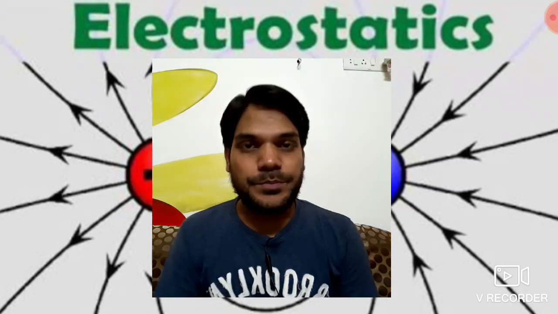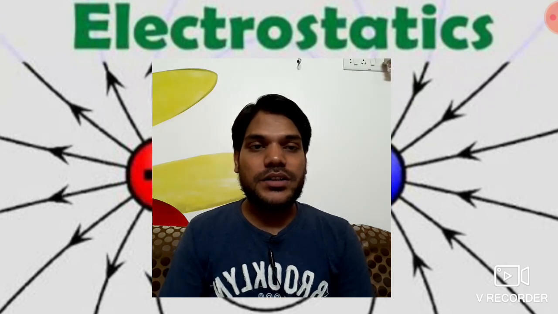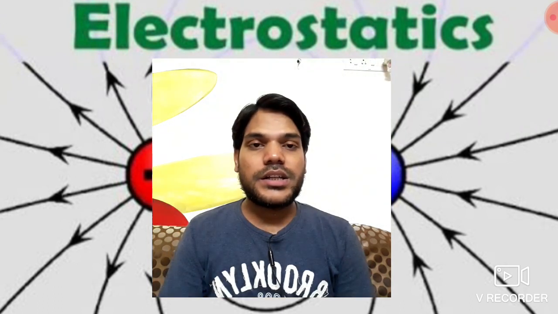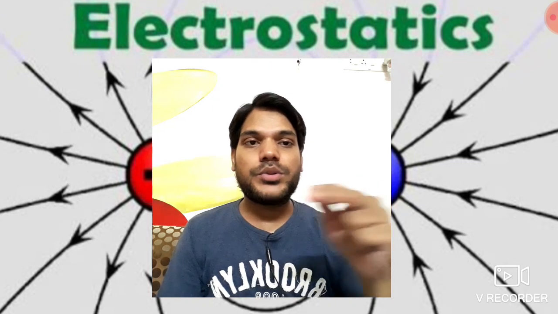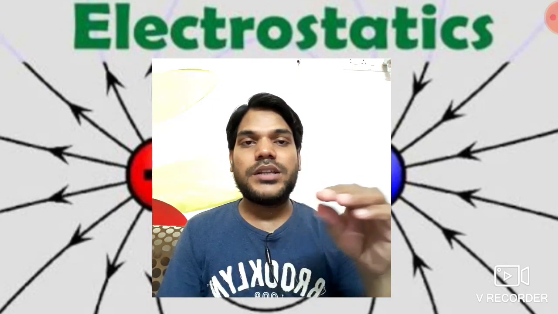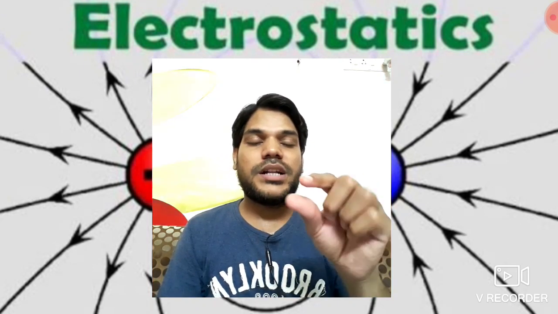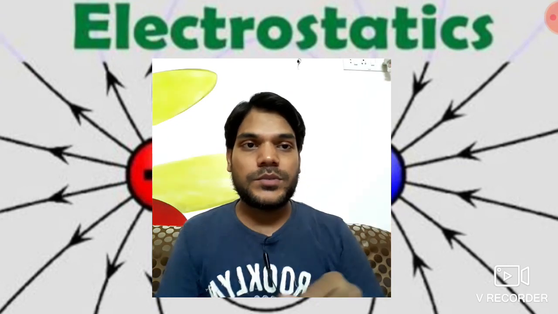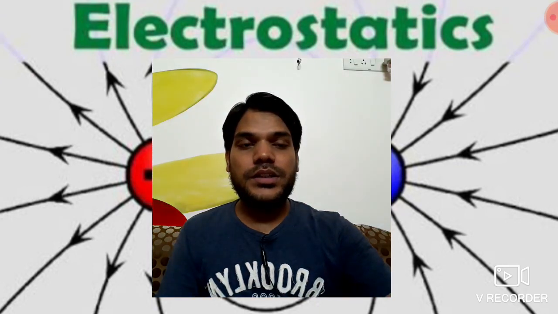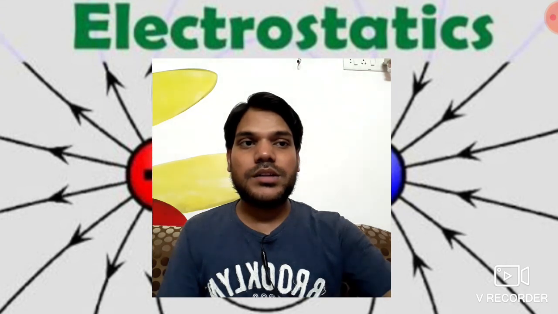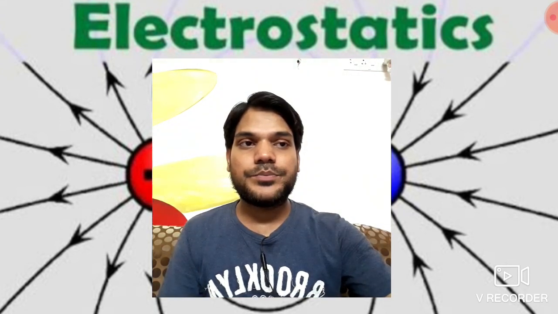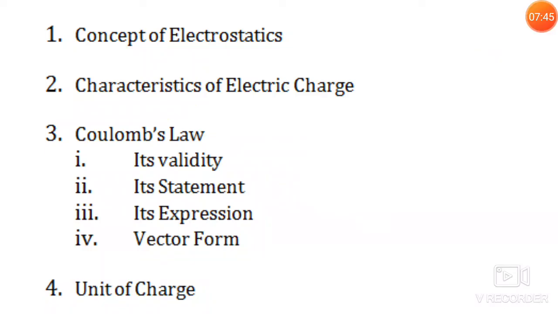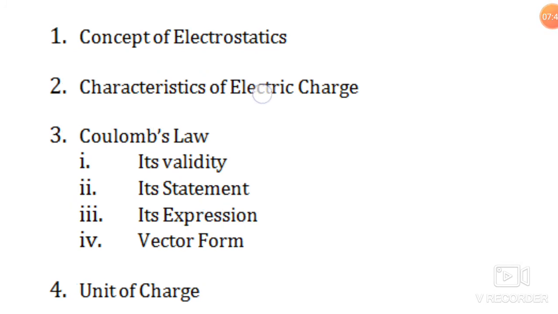In the next chapter we will study current electricity, and in that case we will deal with charge in motion. Charge in motion gives current, but static charge does not give current. So let us start point number 2. Point number 2 is characteristics of electric charge.